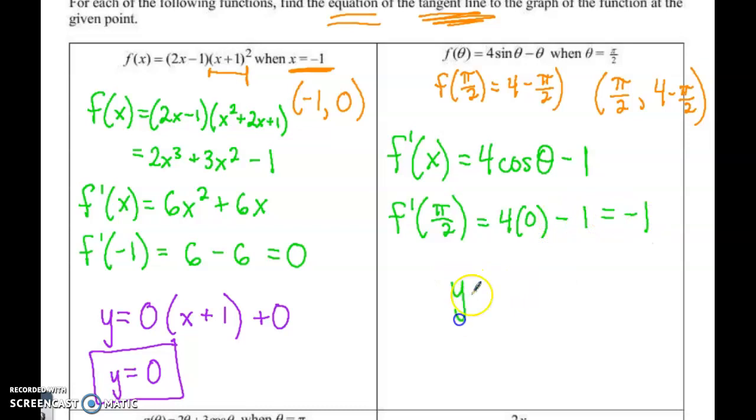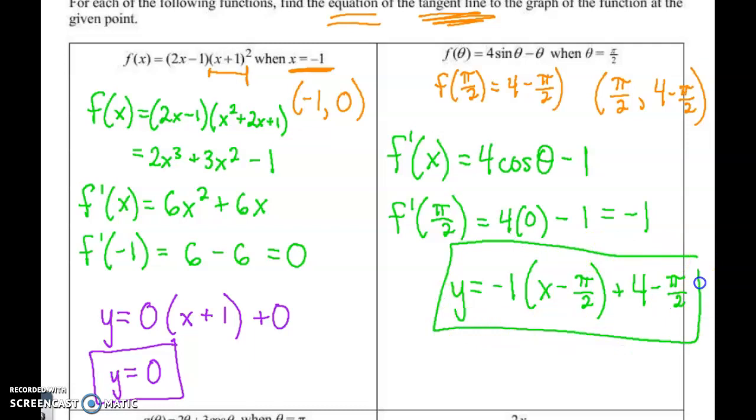So as I'm writing the equation, y equals my slope, the negative 1, x minus the x-coordinate, and then plus the y-coordinate. I meant to change colors, but I hope you're okay. I left it as green.